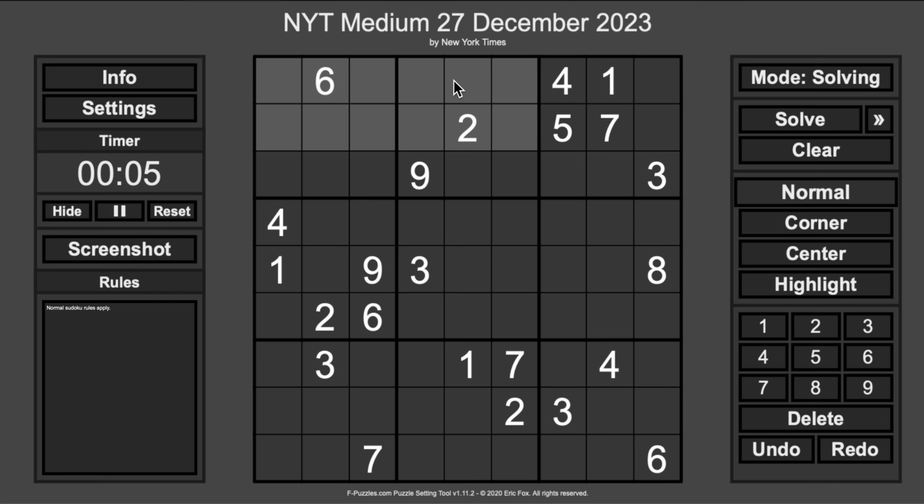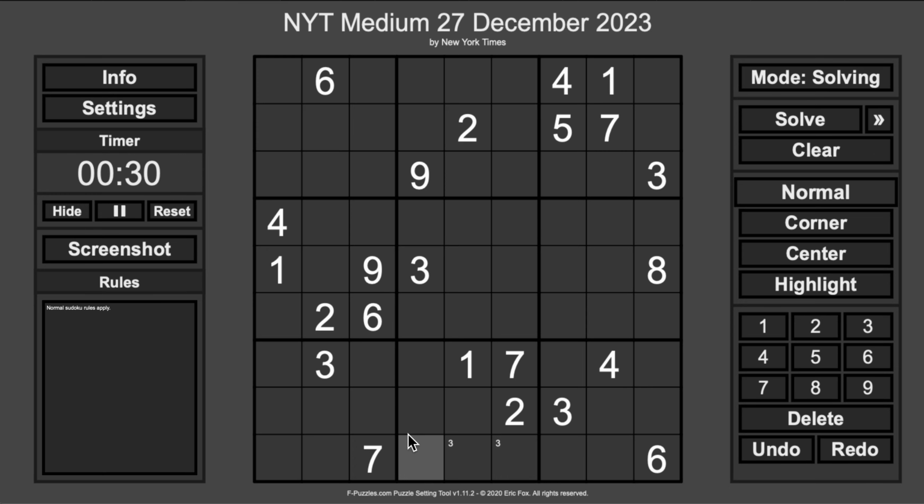Okay, in the top 3 rows, I've got 6, 4, 1, 2, 5, 7, 9, 3. I have no repeated digits. In the middle 3 rows, I also have no repeated digits. In the bottom 3 rows I do. I've got those 2 3s, so I can place a 3 in one of these two in box 8 because that given 3 rules this cell out.